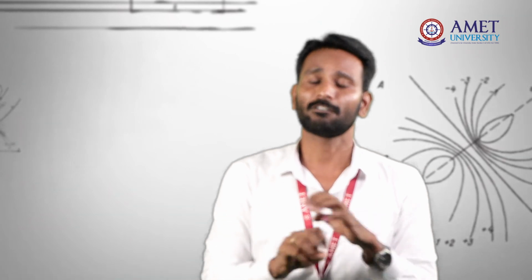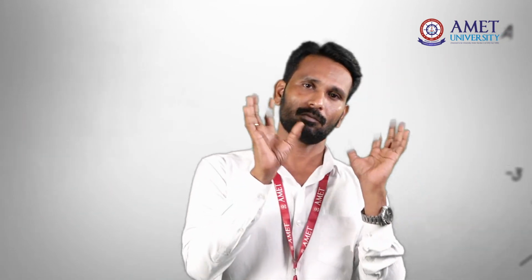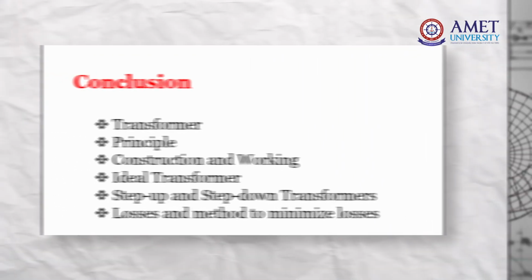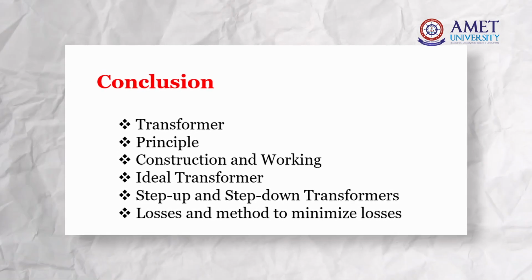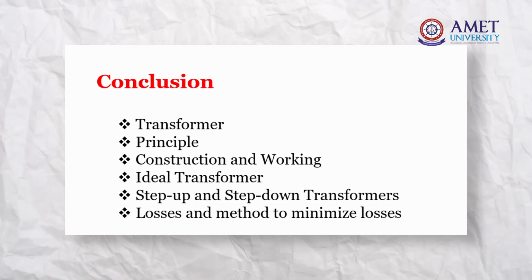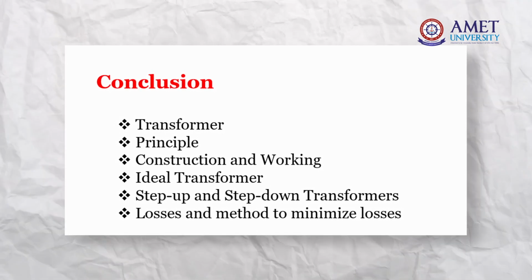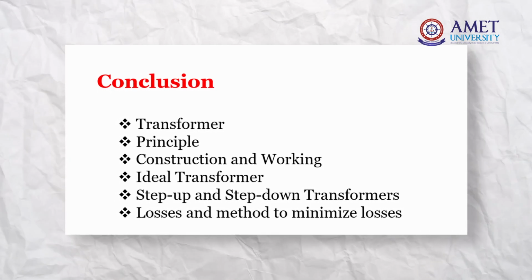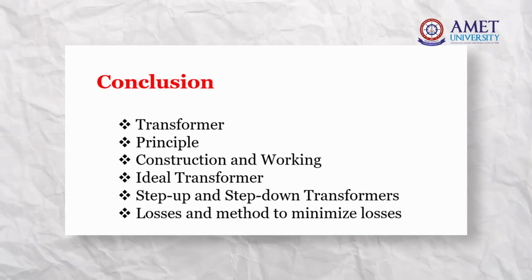So what can we conclude finally? While the transformer is working, while transferring the current from the primary coil to the secondary coil, losses will occur. We can minimize those losses, but there is no ideal transformer. That is the conclusion on transformer working, losses, and methods to minimize the losses. We have discussed what a transformer is, what its working principle is, the different types of transformers, step-up and step-down, where we use them, what losses are there in a transformer while it is working, and how we can reduce those losses.